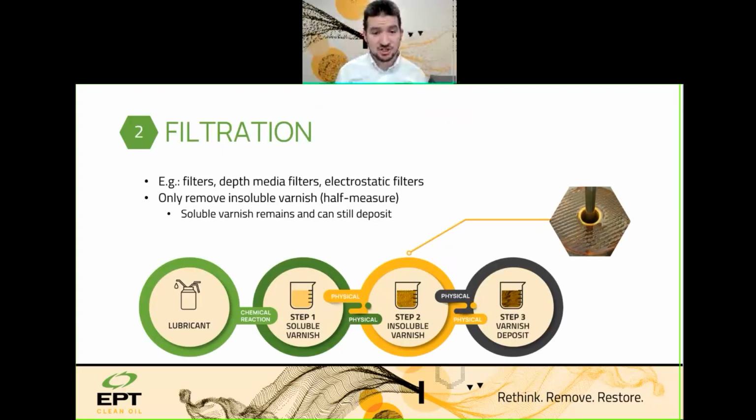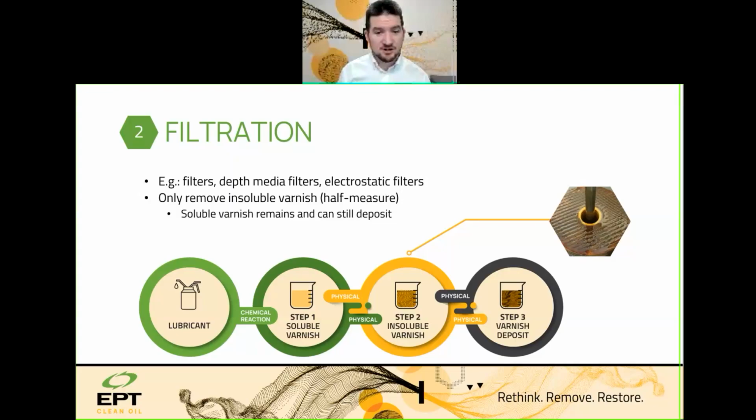Okay, so that's one strategy to avoid varnish, to mitigate the risks of varnishing using a PEG cleaner or even a PEG turbine oil itself. The next strategy which I want to talk about is filtration, and this is probably the most common strategy that we see employed. So this could be conventional filtration, it could be depth media filters, it could be electrostatic filtration. But the one thing that all of these technologies have in common is that they only remove insoluble varnish. And in this regard, I'd suggest that they're a half measure. They're an effective half measure as well.